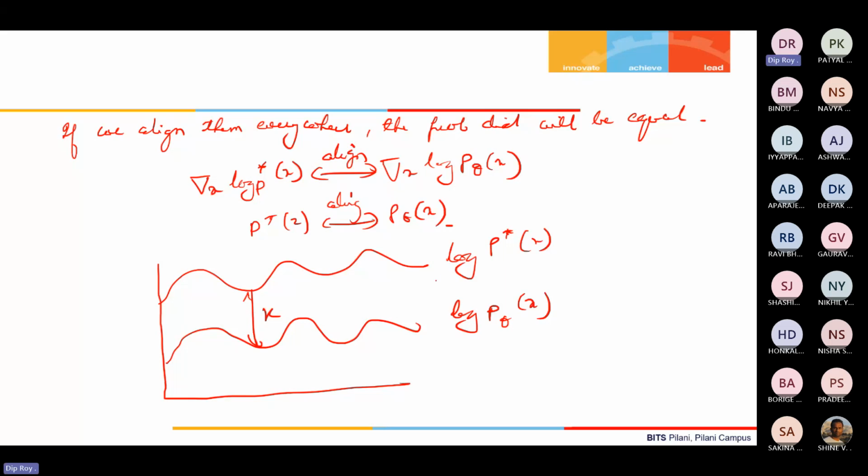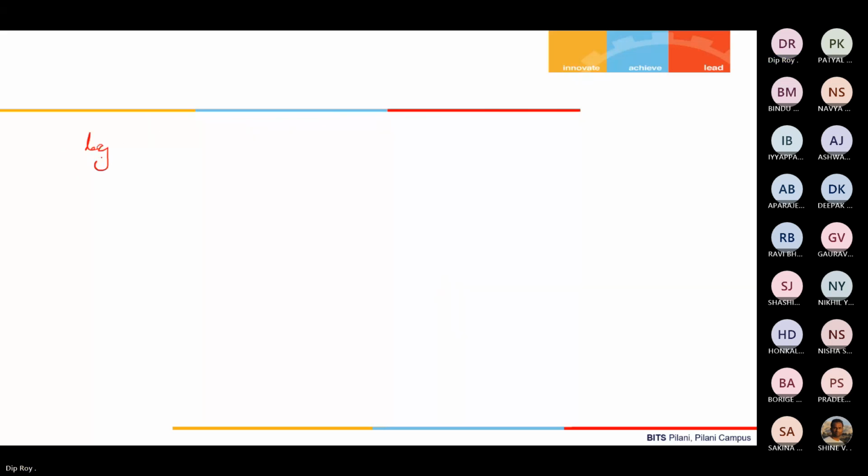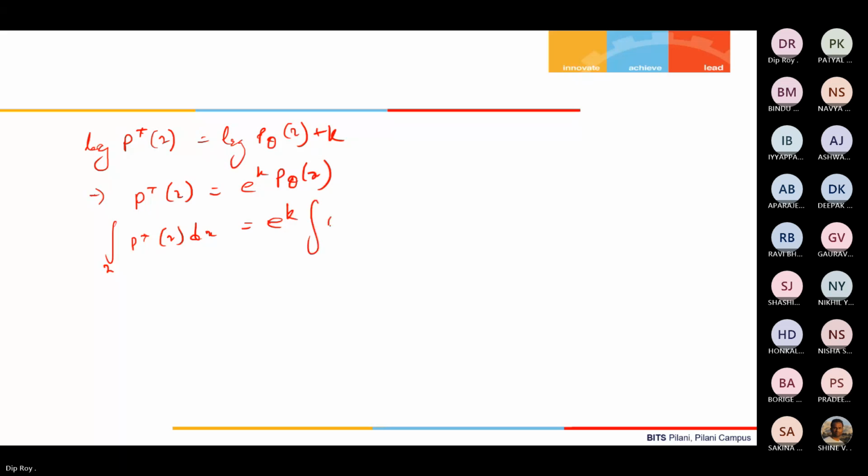So now what we can do is we can say that essentially, okay, which implies, right, if we take the integral of both sides, which implies this is equal to 1, which implies e to the power k is equal to 1, which implies that this does not have any impact.